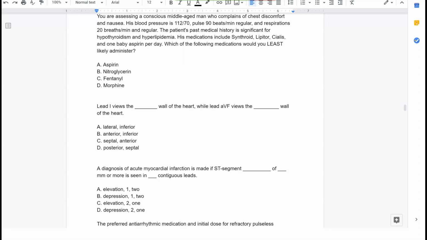And this is one of those knowing what your medications are, because Cialis is an ED med, which means that nitroglycerin is your answer. Especially when you have a blood pressure like 112/70, that plus Cialis is going to be a bad day.